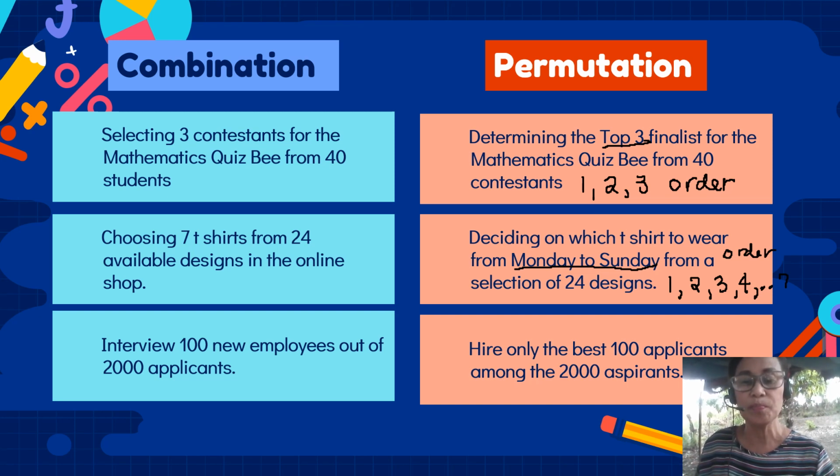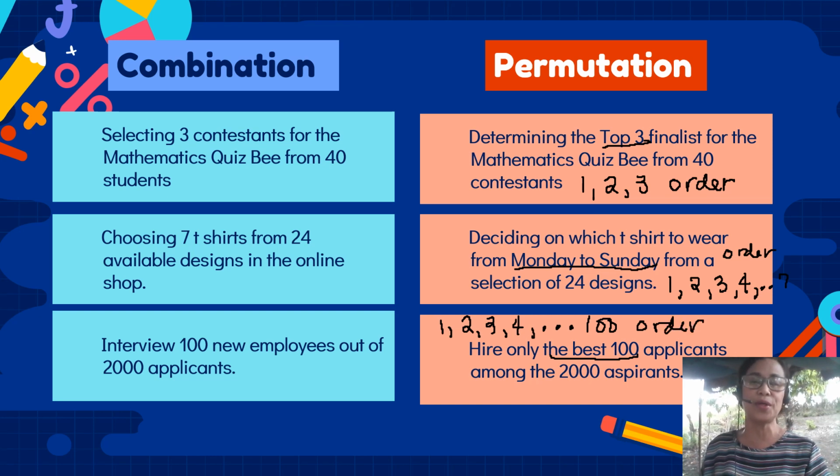So from the keywords again, the best 100. So meaning, the company is going to hire only the top 1, top 2, top 3, 4, until the top 100 applicant. So there is again an order on how they are going to select the applicants. So this is a clear example of a permutation.